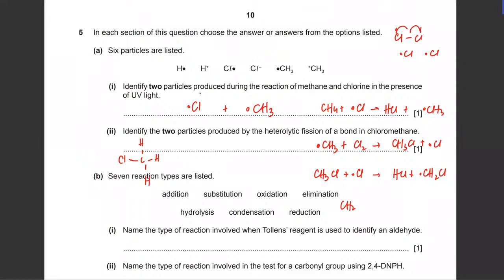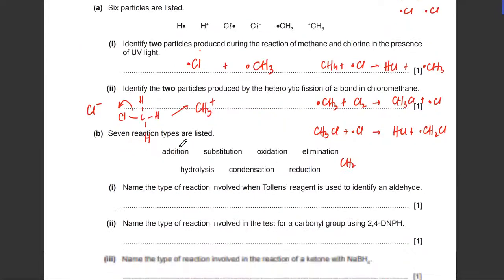So अगर तो bond electrons ये ले गया, कौन से दो particles बनेंगे? There's going to be a CH3+1 ion. And the other one would be a Cl-1 ion. Is that clear? You clear? Yes, sir. So then you have 7 reactions.